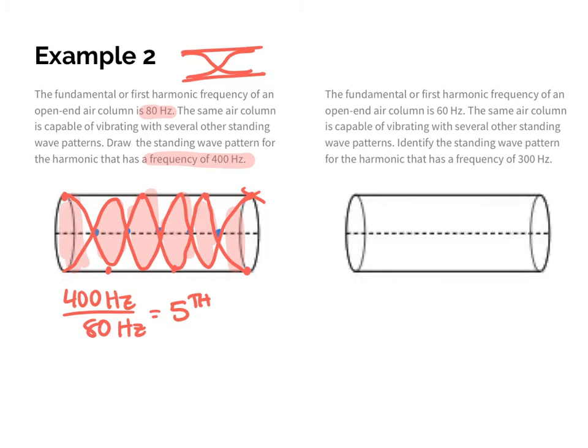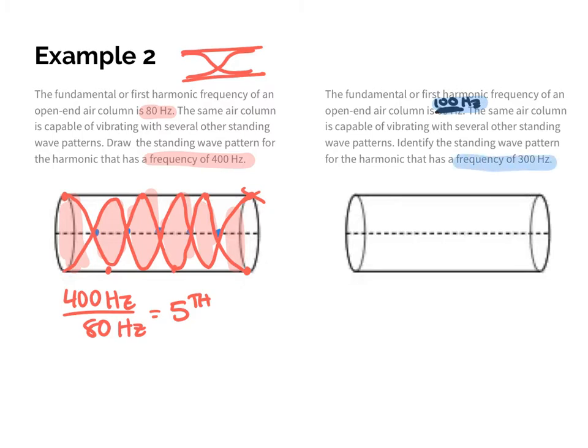All right, our next example, there's a little typo, folks. It does say 60 here. This I wanted to change, forgot about that. We're going to change that to 100 hertz. But again, we're going to compare the fundamental frequency of that air column to its new frequency for that standing wave pattern. So here we have the fundamental frequency of 100 hertz. That's that first standing wave.